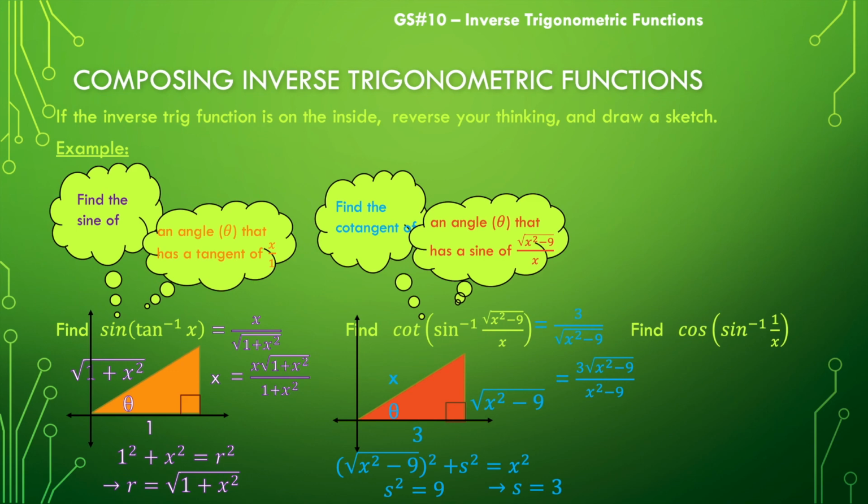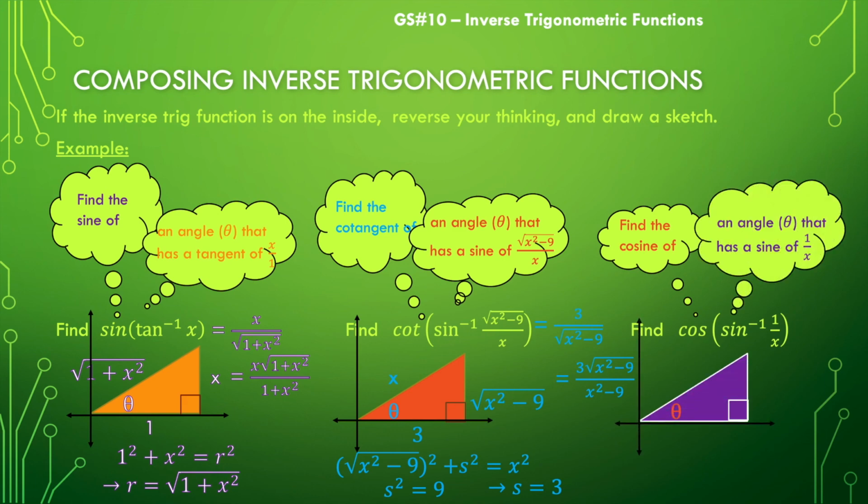Now our last example, we're going to find the cosine of an angle, theta, that has a sine of 1 over x. And we can draw that triangle in our first quadrant. With this angle, we're going to have an opposite side of 1 and a hypotenuse of x. And then we would go ahead and use our Pythagorean theorem to solve for that side.